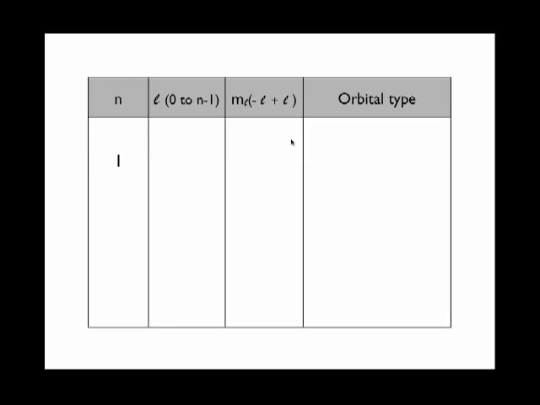If n equals 1, the only value of l that's allowed is 0, because n minus 1 is 0. And so the only value of m sub l is also 0. The type of orbital that these quantum numbers describe is the 1s orbital: 1 for the principal quantum number n equals 1, and s describes the orbital shape, which in this case is a sphere of electron density.